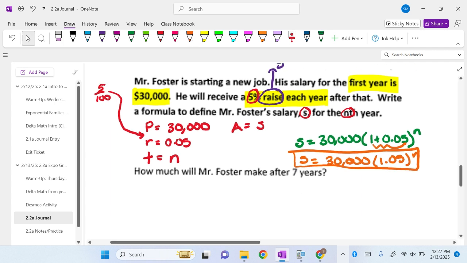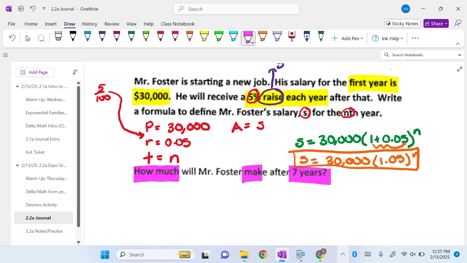Now, since we got the function, we can then answer the next question, which is how much will Mr. Foster make after 7 years? So that's 7 years. Is that going to be plugged in from my S or plugged in from my N? N. Why? It represents time. So this 7 is going to be N equals 7. So we're going to plug in 7 for N in our original formula.